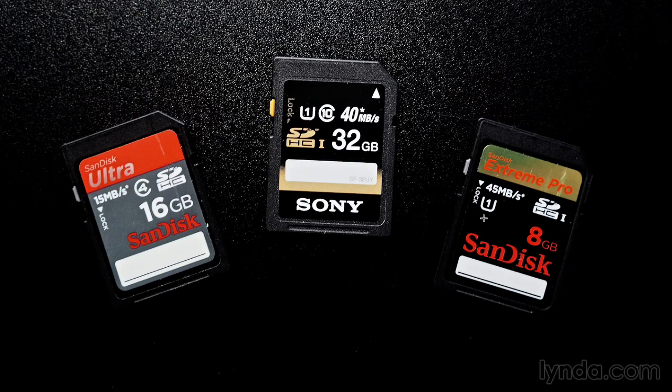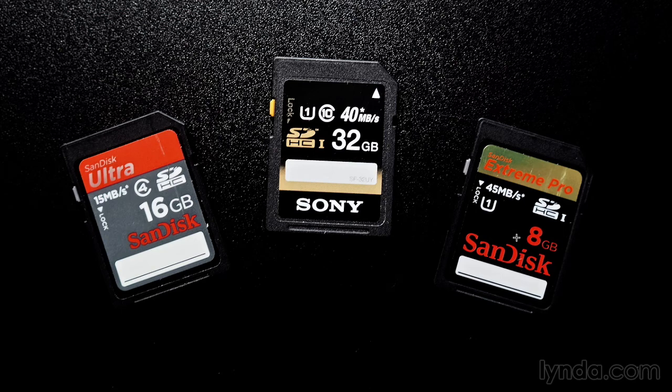Then we have some easier stuff, right? Like how many gigabytes? So we have 8, 16, and 32 here. That has to do with storage. And if you're shooting JPEGs only, you can probably get by with 8 or 16 gigabytes. If you're shooting a lot of RAW files and video, you probably want to think about going 32 gigabyte or even higher. That'll give you a little bit more room to save your files.